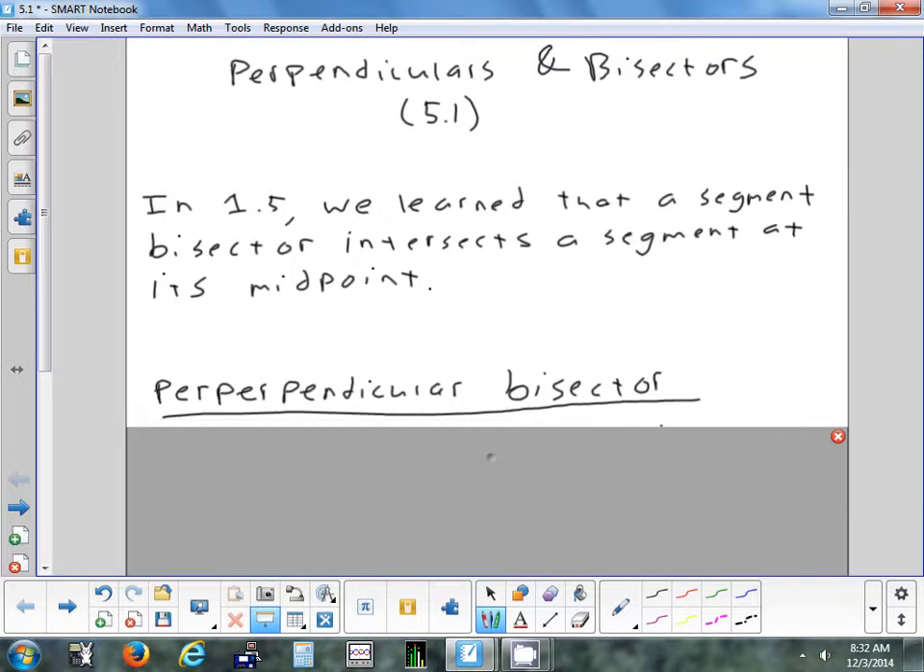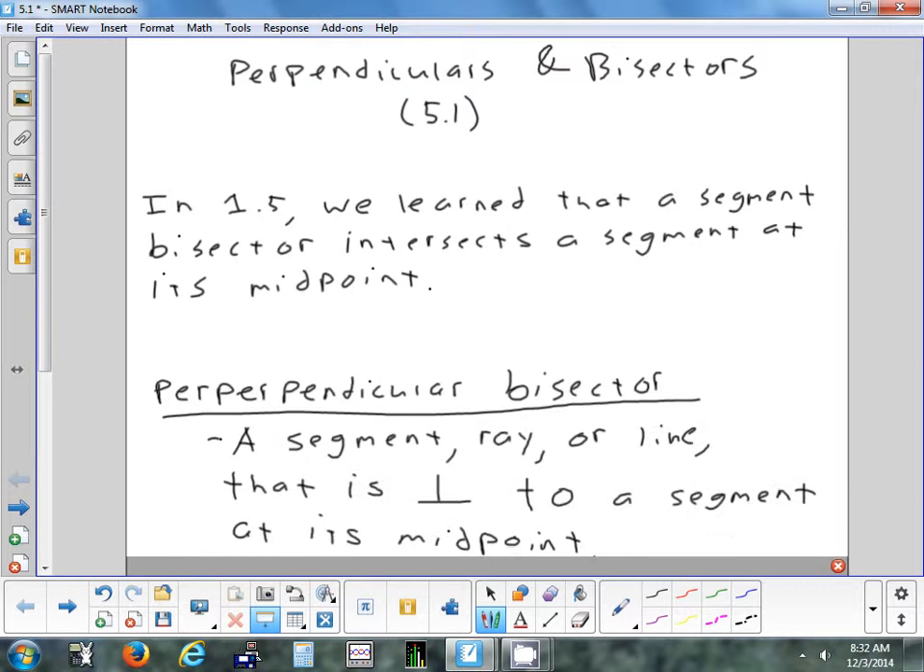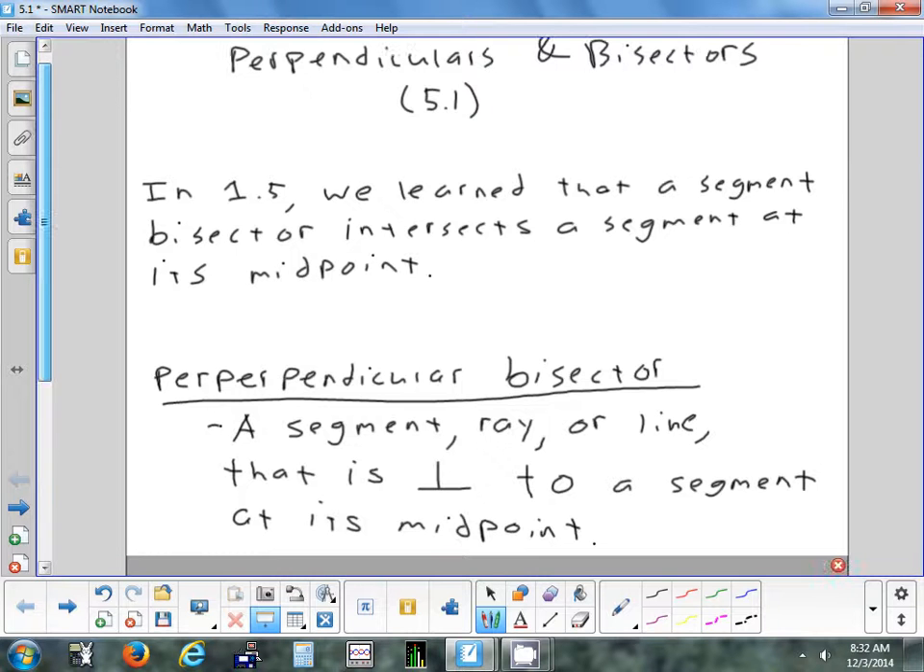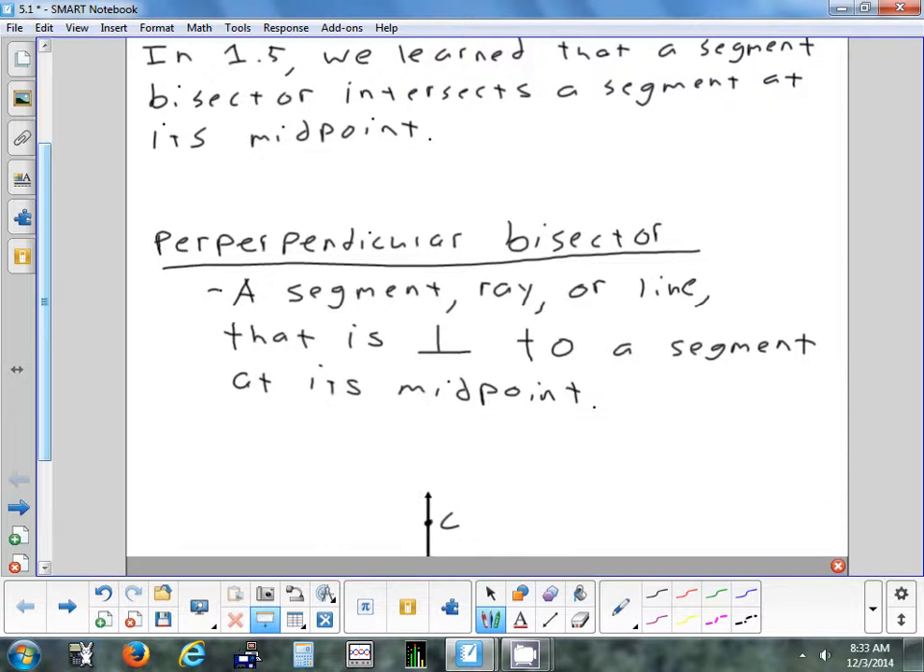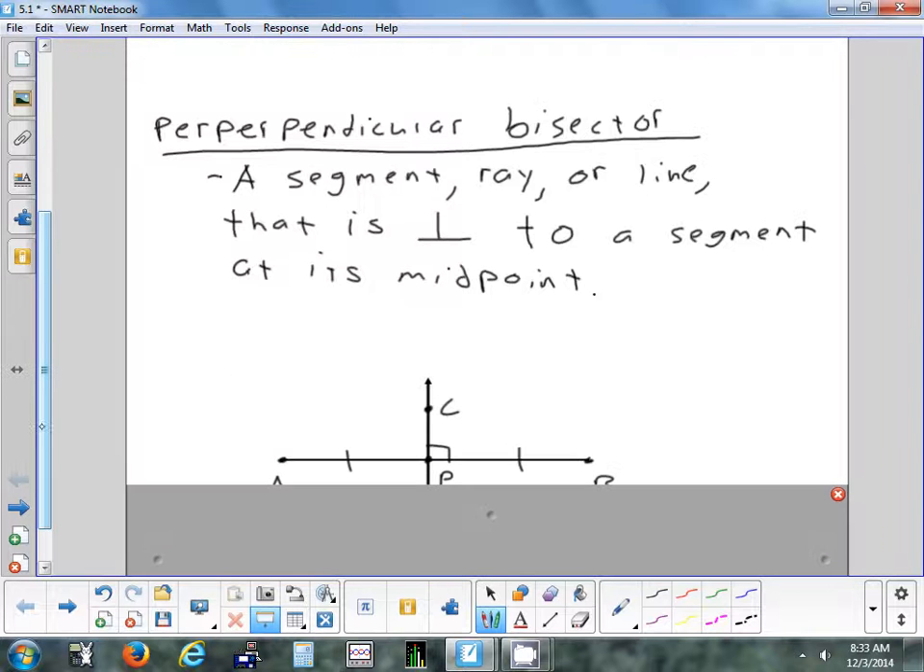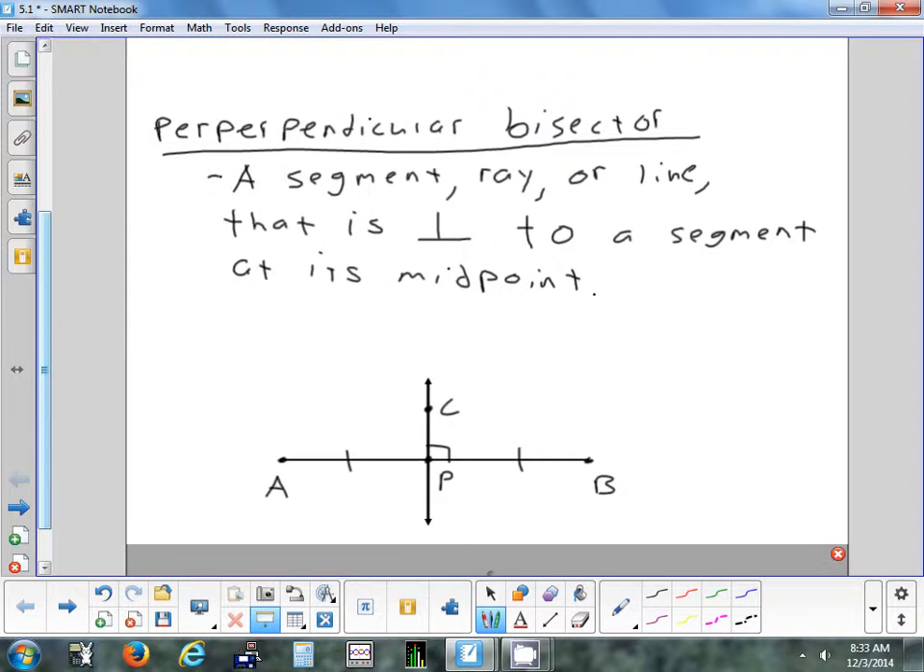Well, a perpendicular bisector is similar, but it does two things. One, it intersects a segment at its midpoint, but two, it's also perpendicular to the segment. So a perpendicular bisector could be a segment, a ray, or a line, and it's perpendicular to a segment right at its midpoint. Something like that.